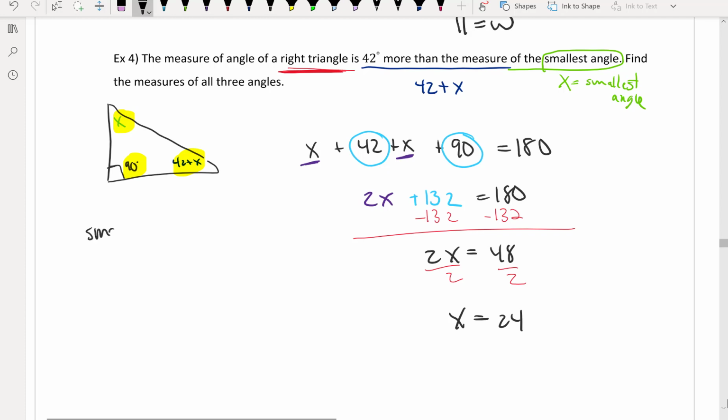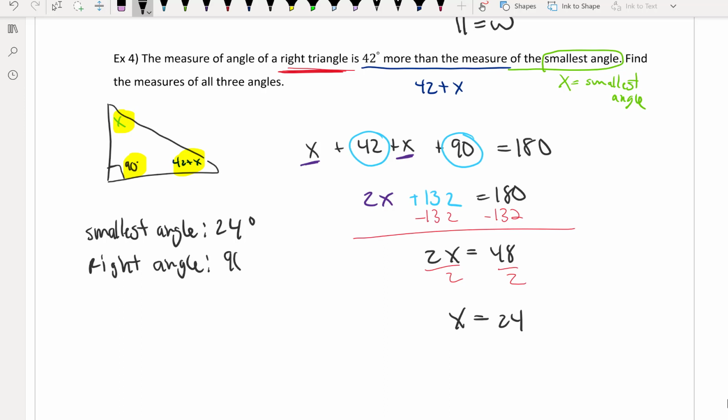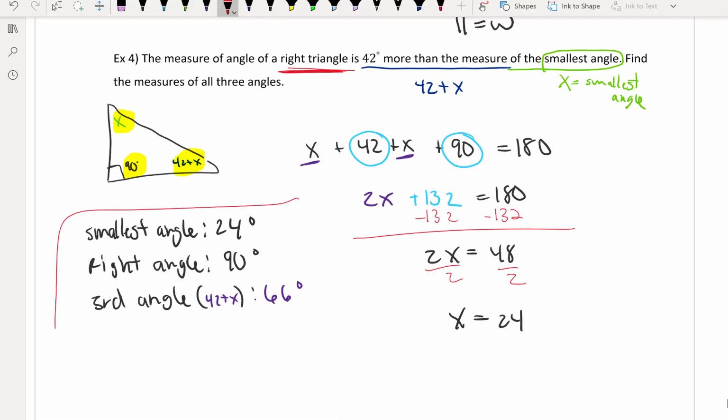So I know that the smallest angle is 24 degrees. I know that the right angle has to be 90. Then the third angle, don't forget, was the one that was 42 plus x. So 42 plus 24 is going to give me 66. So 24, 90, and 66 are all the measurements of the angles in this triangle.